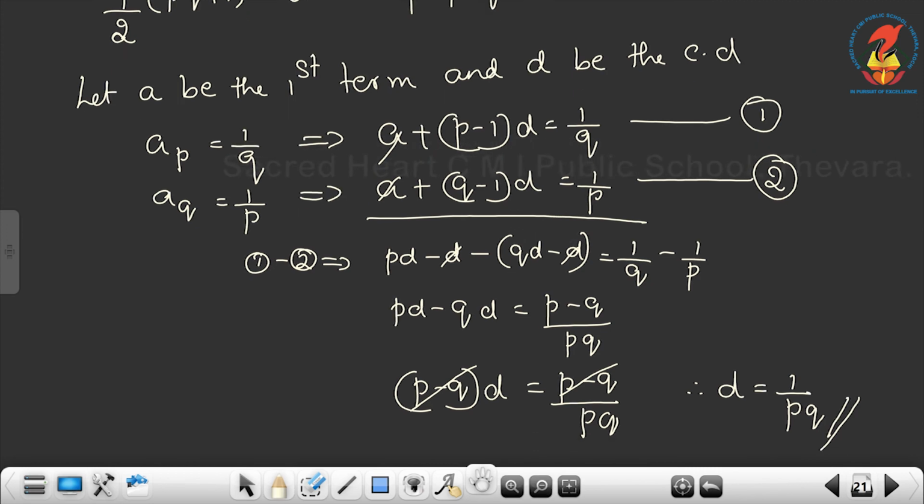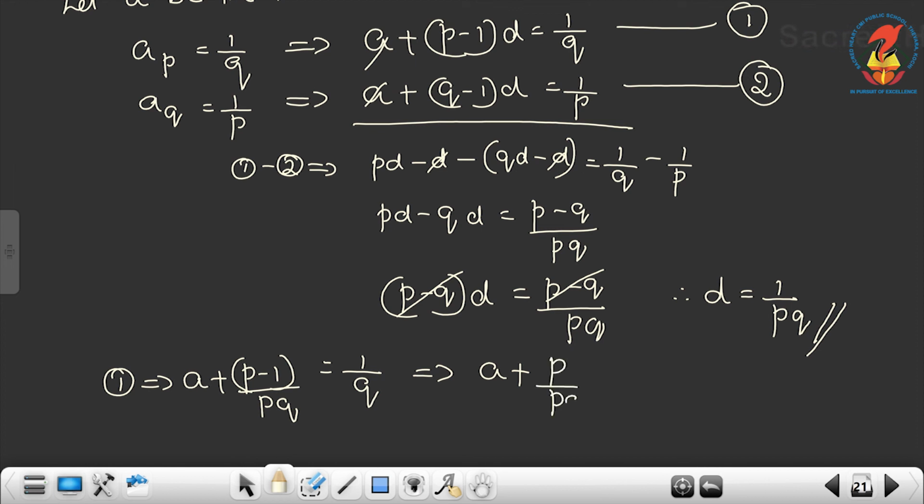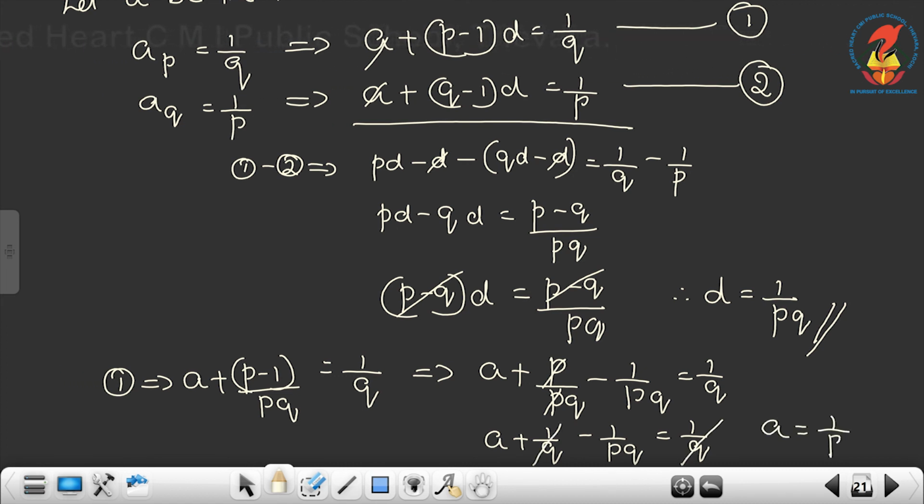Now substitute D in one of the equations. We can substitute in first equation. So A plus P minus 1 into D. D is 1 by PQ. So I am writing PQ. Here is 1 by Q. Which implies A plus P minus 1 by PQ means we can divide each term by PQ. P and P cancel. So A plus 1 by Q minus 1 by PQ is equal to 1 by Q. Again 1 by Q cancel. So A is 1 by PQ.